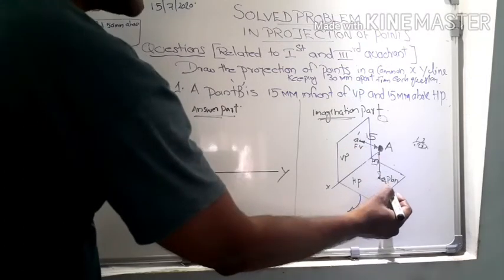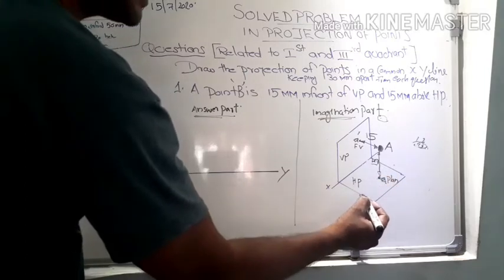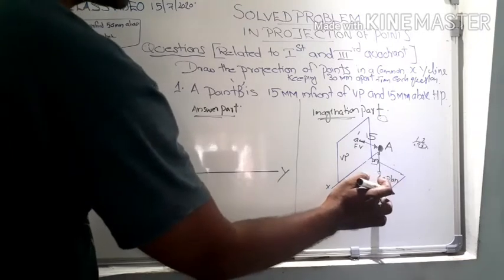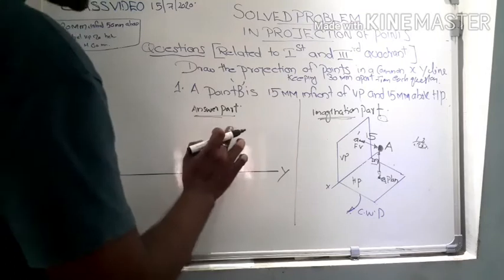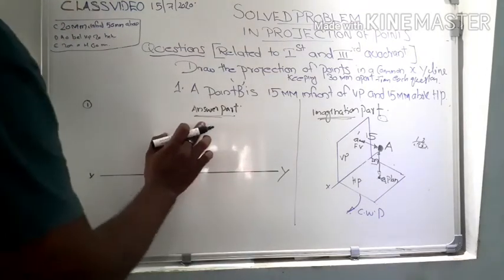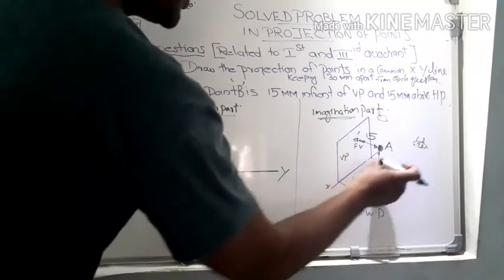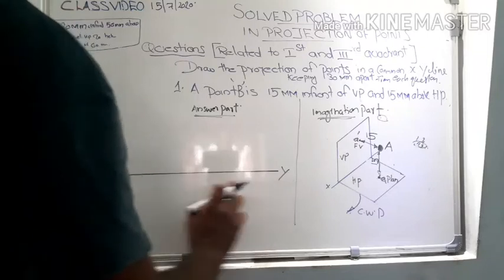After projecting the plan on HP, the HP has a tendency to rotate in the clockwise direction, so the plan should definitely come below the front view. Next, this is the answering part. First we have to draw the XY line, that is, first we have to draw this reference line.